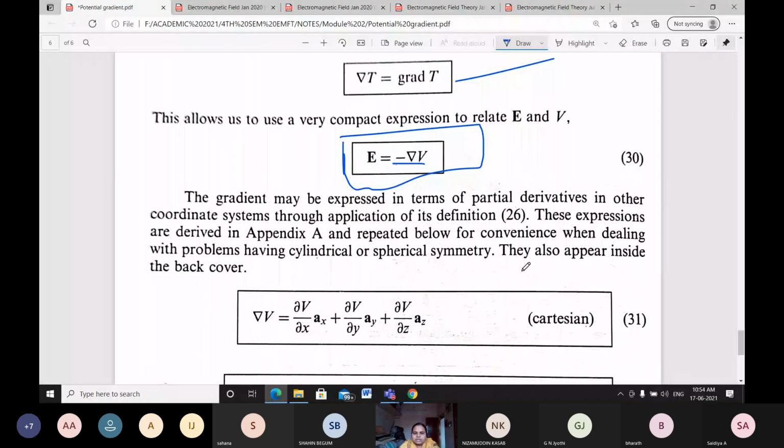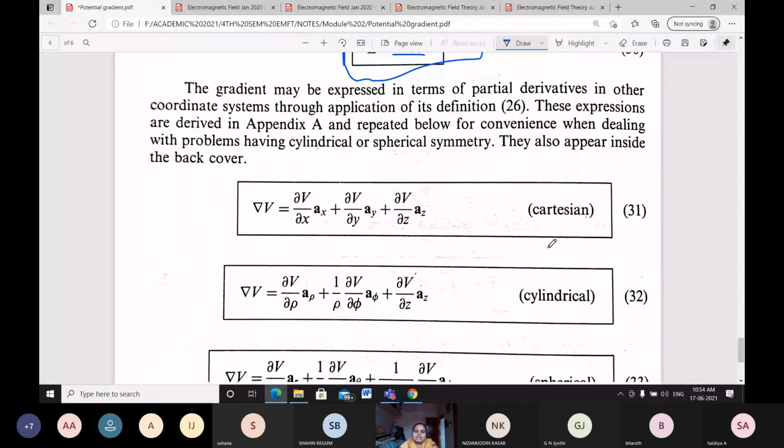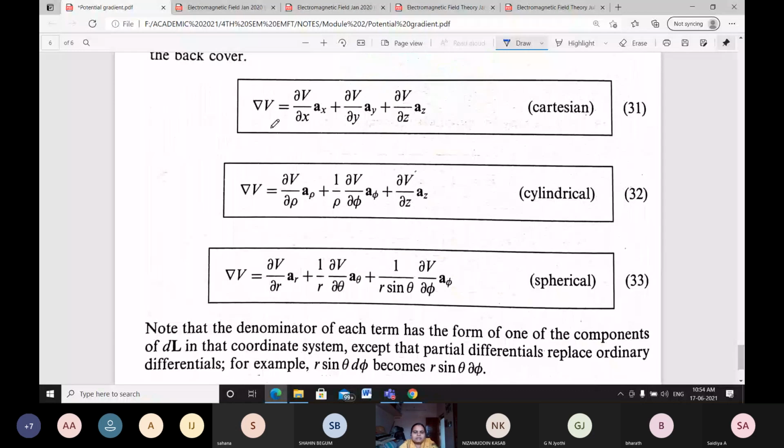Then here it is shown for different coordinate systems: Cartesian, cylindrical, and spherical. In Cartesian, del V is equal to dou V by dou x into ax plus dou V by dou y into ay plus dou V by dou z into az. If I am in cylindrical, del of V is equal to dou V divided by dou rho of a rho plus 1 by rho, dou V divided by dou phi of a phi plus dou V divided by dou z of az.